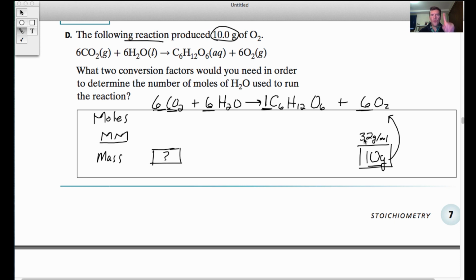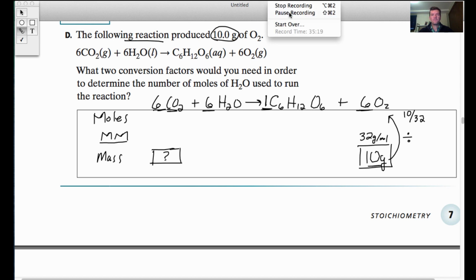32 grams is 1 mole. I only have 10. I have about a third of a mole. What is it exactly? I divide here, going this direction, I'm going to divide by 32. So this is going to be 10 divided by 32. That's going to give you about 1/3.